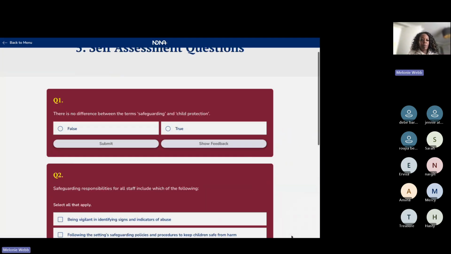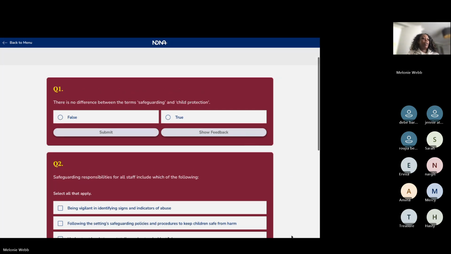So, that was quick. Question 1, true or false? You can just use a thumbs up or a thumbs down in the chat. There is no difference between the terms safeguarding and child protection. True or false?